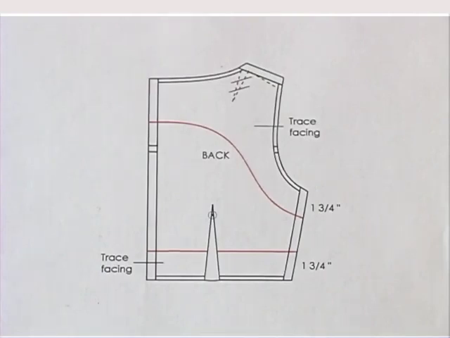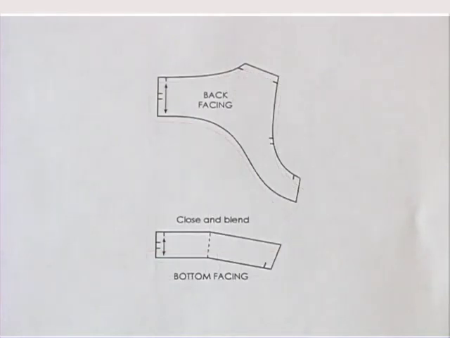Touch the pause button, complete the pattern, and when finished, push play to continue. The facings are traced from the back pattern. And to modify the facings, see Chapter 16. Draw the grain lines and mark all notches. The waist dart is closed on the bottom facing.